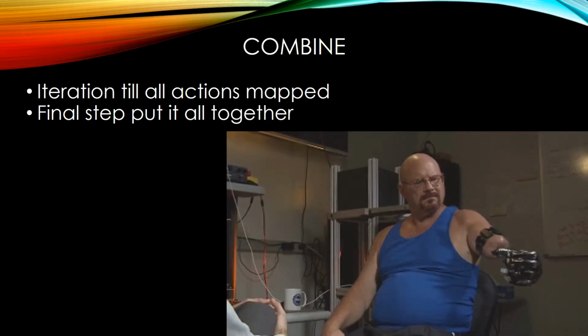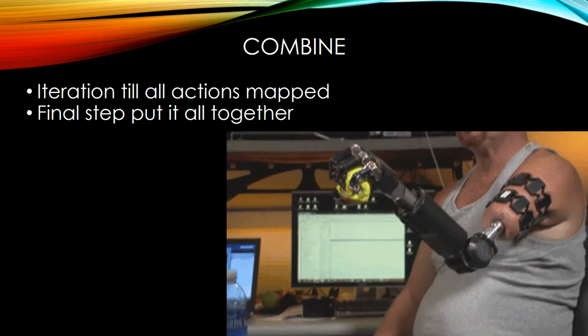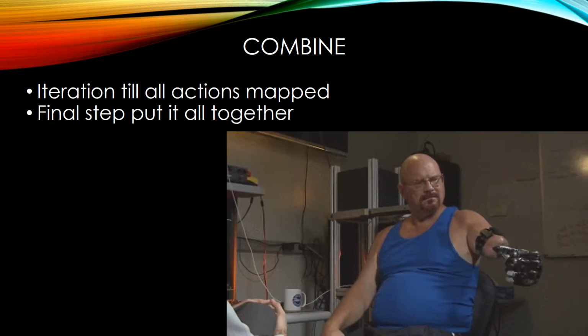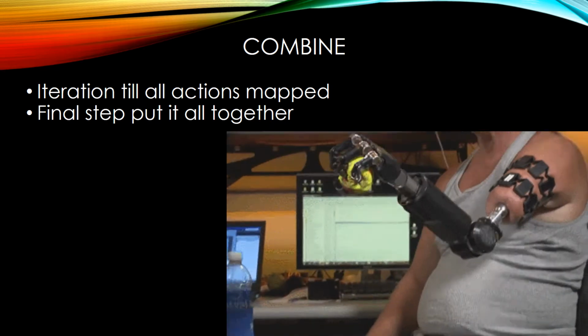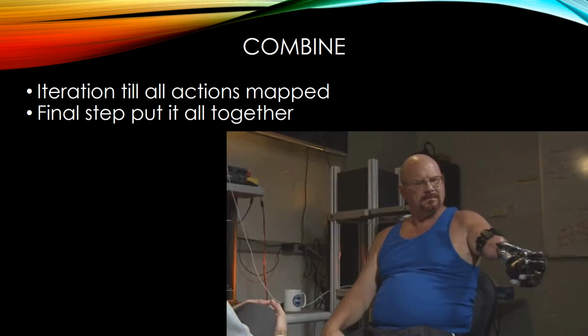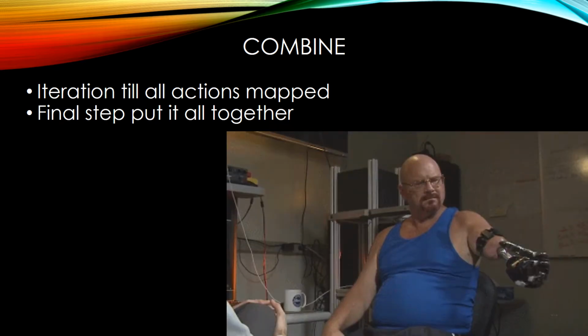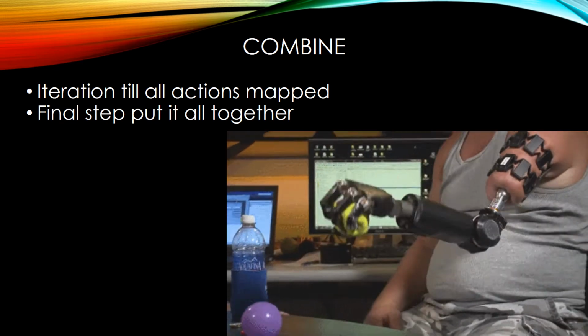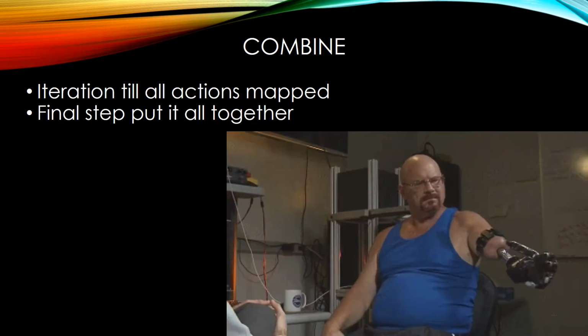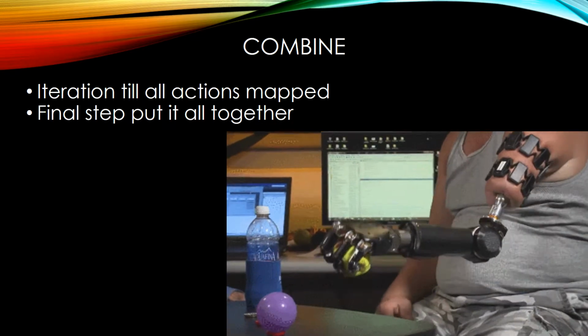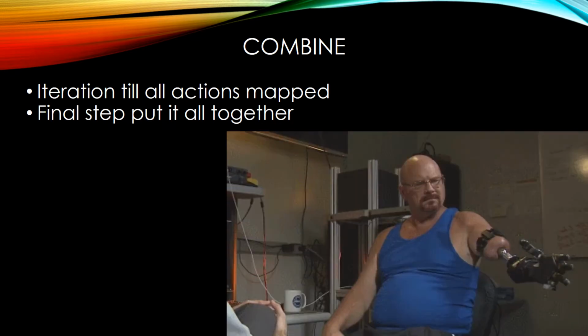The last two steps are then repeated and iterated until all the desired actions in the prosthetic arm have been properly associated with the neurons and their action potentials. The final step is just putting it all together, ensuring there is no loss of functionality after the whole prosthetic is working together with the neurons.